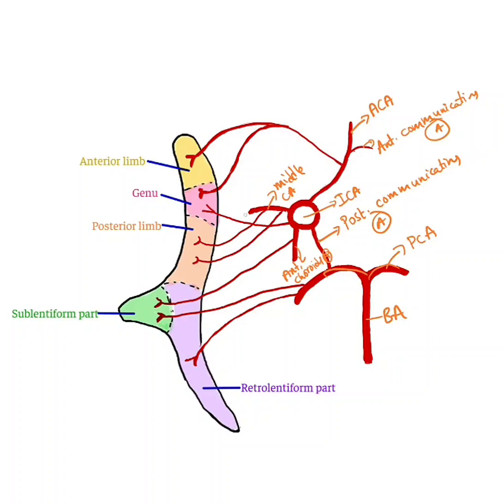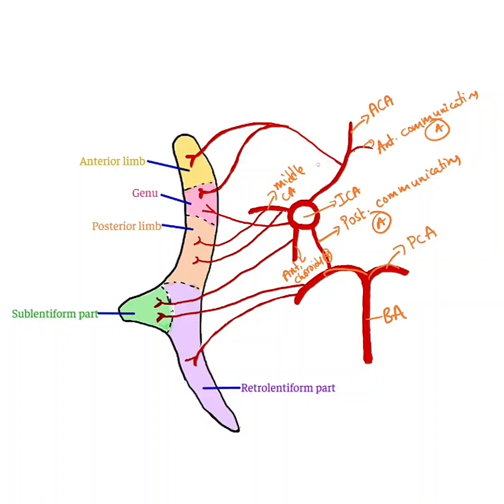Medial and lateral striate branches of middle cerebral artery supply the posterior limb. One of the lateral striate branches of the middle cerebral artery is often ruptured and it is termed Charcot's artery of cerebral hemorrhage. It supplies the posterior limb.